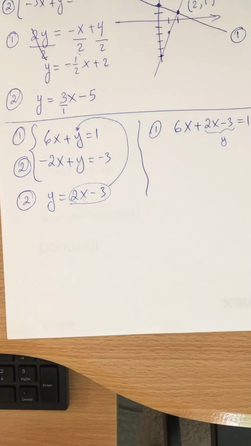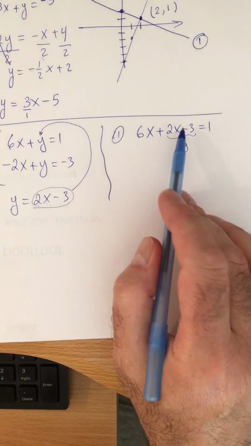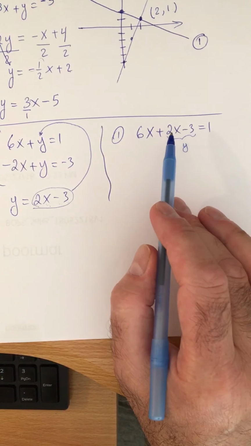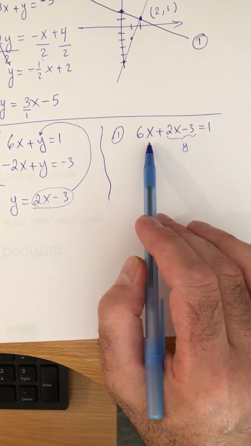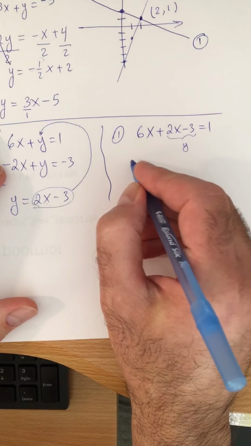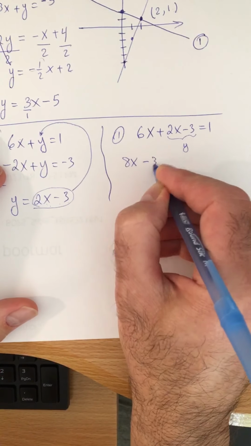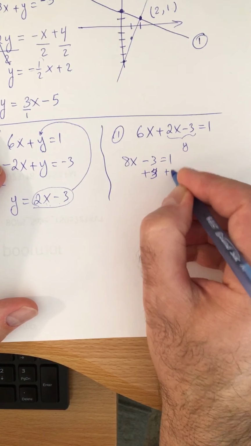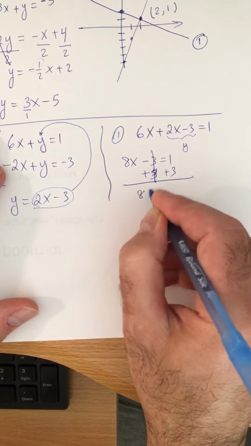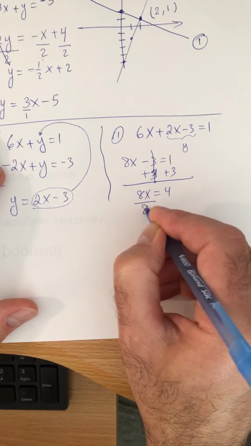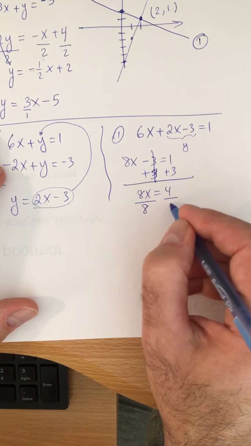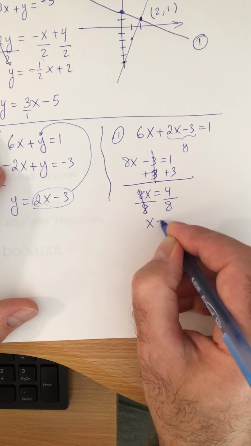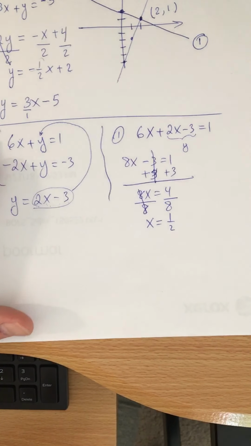Okay, now why did we do this? Because if you notice now, the first equation only has one variable, and that's x, and I can solve for x. So I'm going to simplify. That gives me 8x minus 3 equals 1. I'm going to add 3 to both sides. That gives me 8x equals 4. I'm going to divide by 8. x turns out to be 1/2.